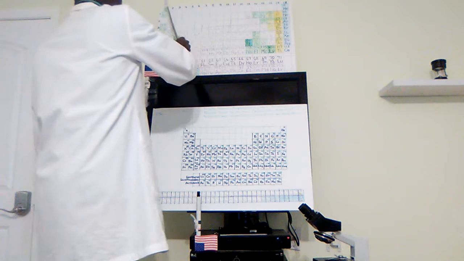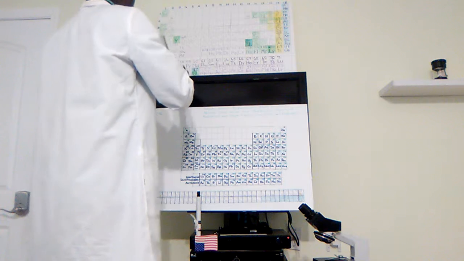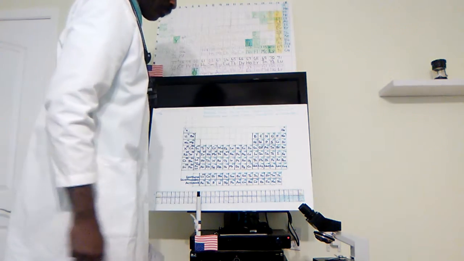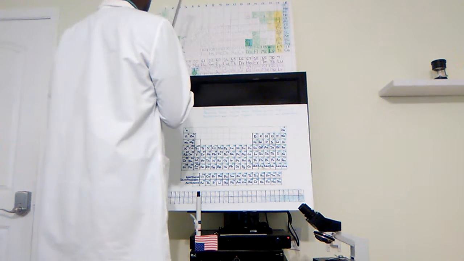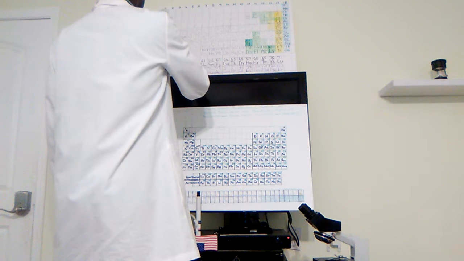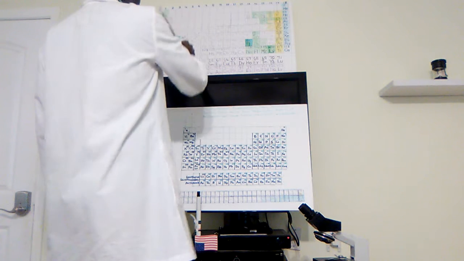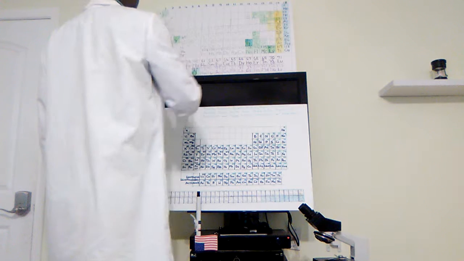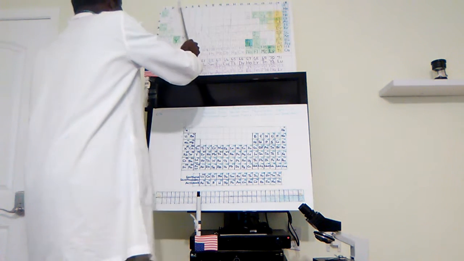Hydrogen of itself, although it's in the alkali group, is said to be in a group all by itself because of its unique properties. So hydrogen can be taken out really, but it is there in the alkali group. The alkali earth metal group would be group 2, and the alkali would be group 1, and from group 3 to 12 would be the transition metals.